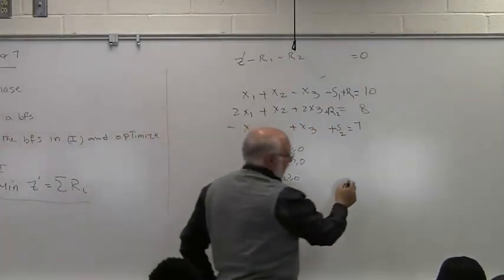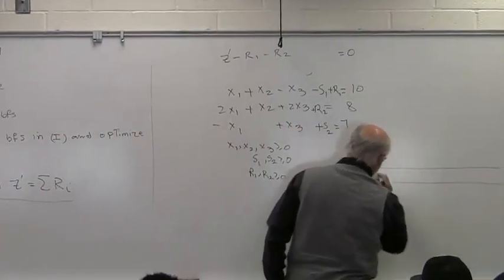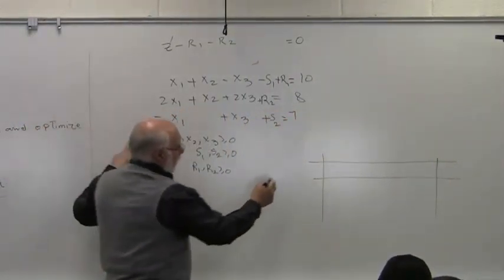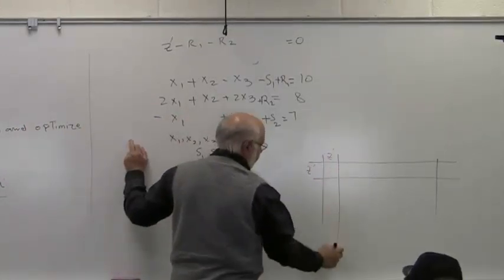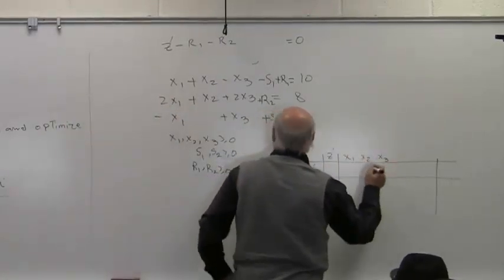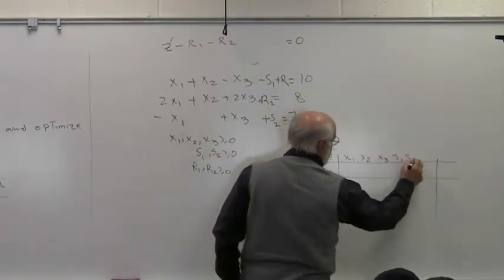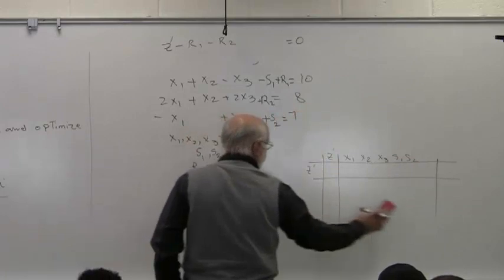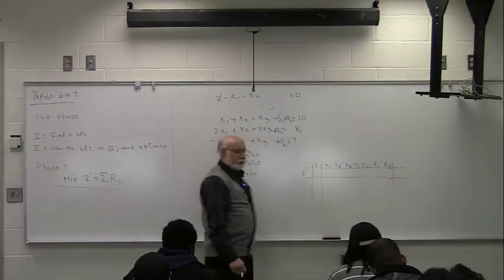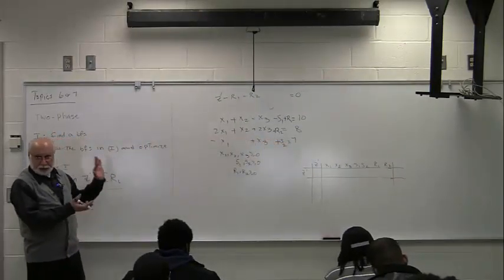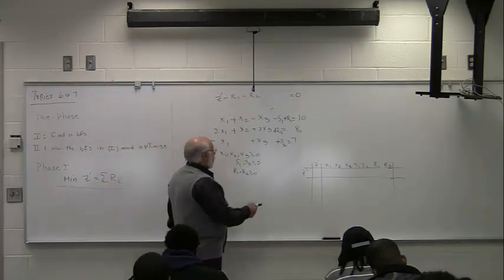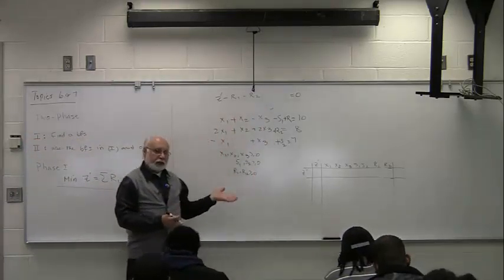I will set up the phase 1 problem, Z prime, X1, X2, X3. There is S1 and S2, and there is R1 and R2. These are all the same procedures that we do for the big M as well, but with a different objective function. So we will select our basic variables.